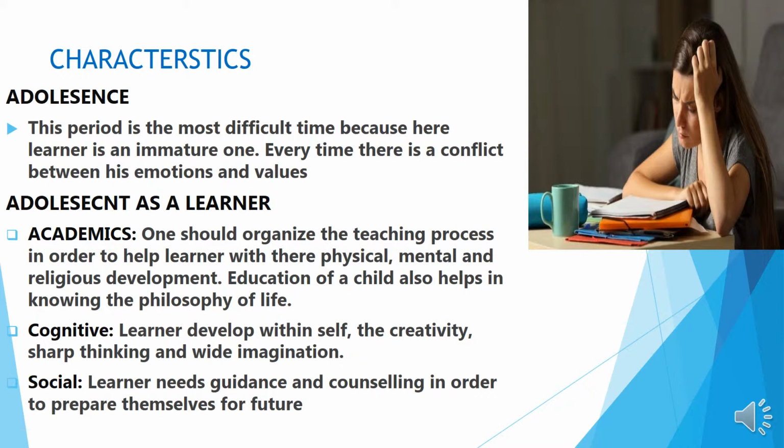Now moving on to the next characteristic of an adolescent learner, that is cognitive. When we talk about cognitive, it means something related to the brain, that means mental abilities. So here the learner develops within self. He has a wide imagination, sharp thinking, and creativity is one of the factors that affects a learner. That means there is a development in his mental abilities.